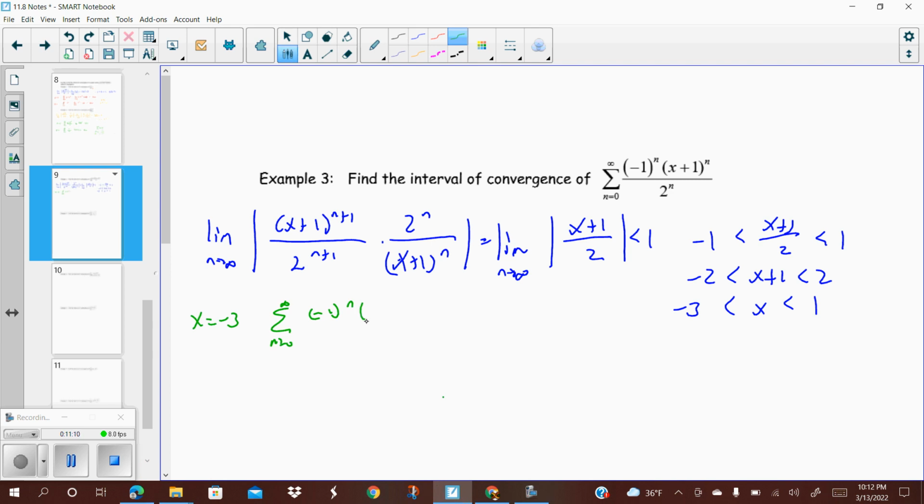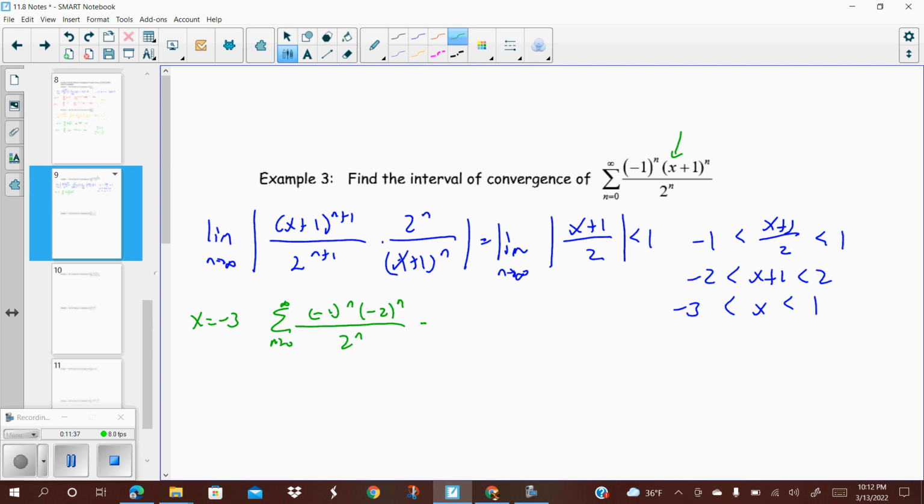Plugging a negative 3 in for x here is going to give me a negative 2 to the n over 2 to the n. So simplifying, you do have to remember some of your properties here. On the numerator, I've got a negative 1 to the n times a negative 2 to the n. Because they're both being raised to the same power, you can multiply what's inside.